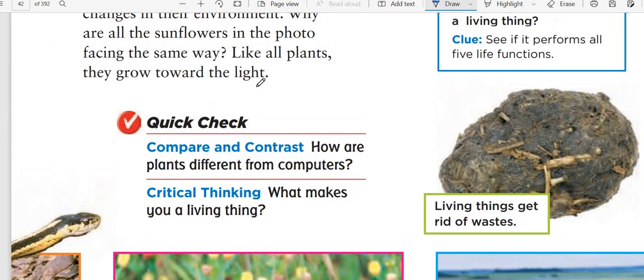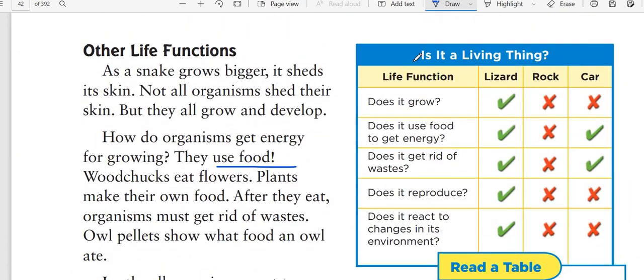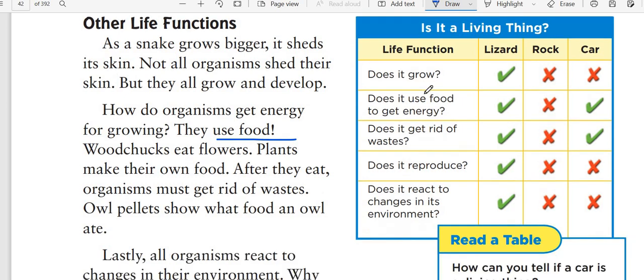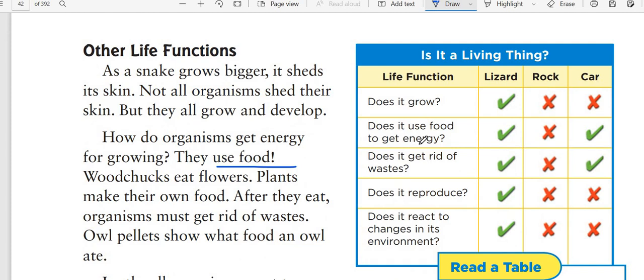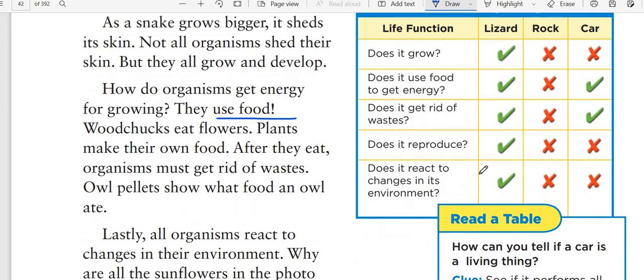Okay, so here is how I can know if it is a living thing or not. I will ask myself, does it grow? Does it use food to get energy? Does it get rid of its waste? Does it reproduce? Does it react to changes in its environment? Okay, so if my answer is yes, it is a living organism.